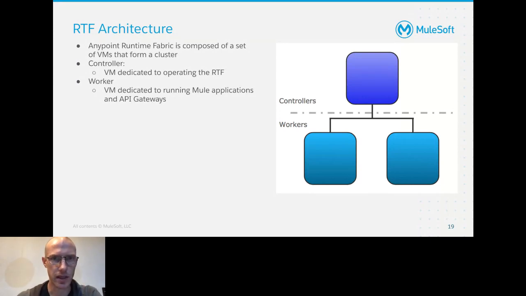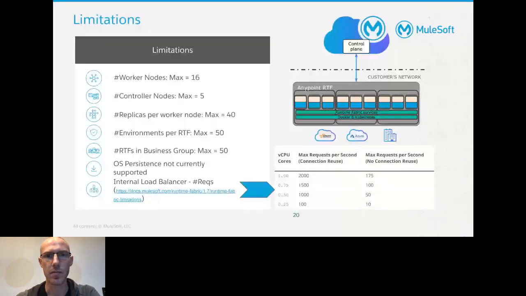Now, there are some limitations I do need to mention for Runtime Fabric. The maximum number of controller nodes supported is 5. Max number of worker nodes is 16. The maximum number of replicas that can be deployed per worker node is 40. However, we recommend that you run no more than 20 to 25, and we'll get into the reason for that when we talk about resource allocations.